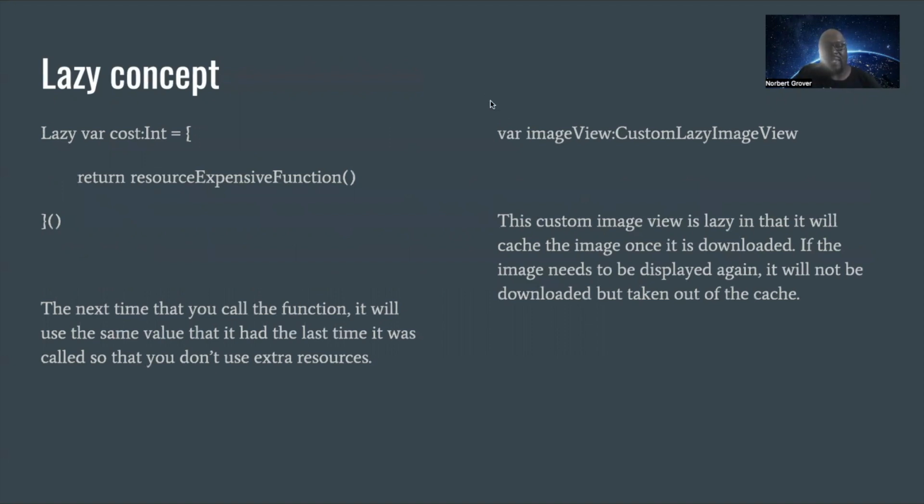So let's talk about a lazy property. This would be the syntax: lazy var, not a capital L, by the way, cost, your data type is integer, and you're going to return a function that does whatever expensive, resource intensive thing that gets the integer value.